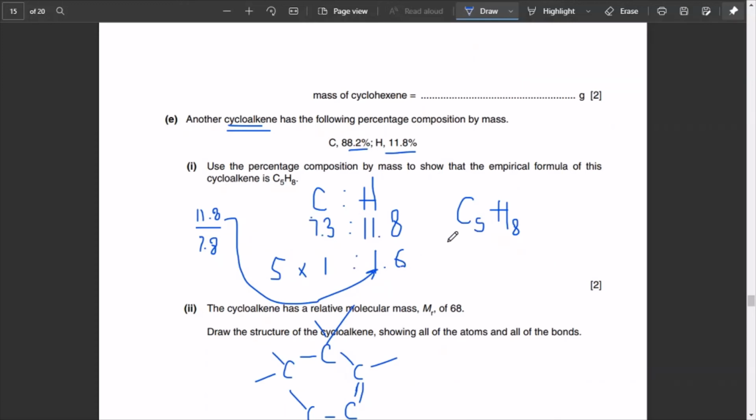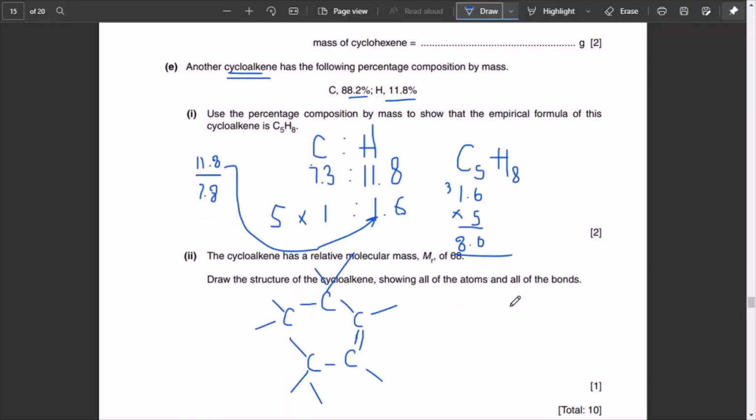Like, we can solve it. 1.6 multiplied by 5: 5 sixes are 30, and then 5, 6, 7, 8. That is 8.0. This is how we get 8, so C5H8. Moving on to part 2.